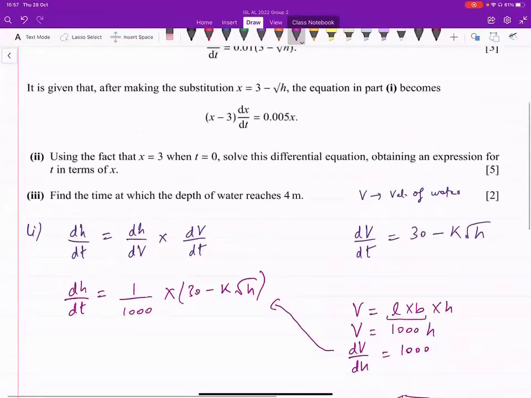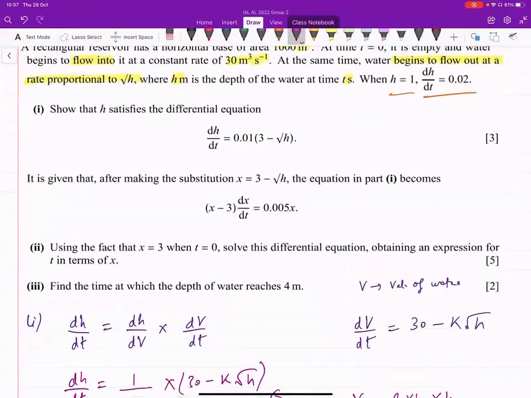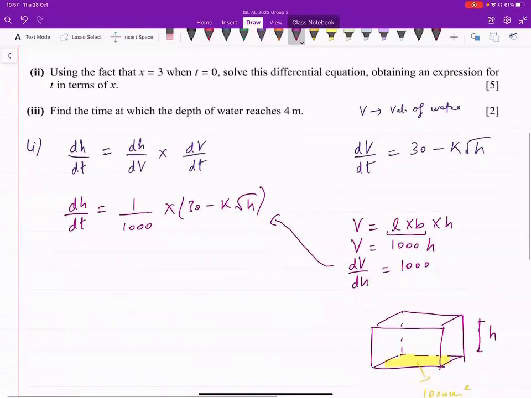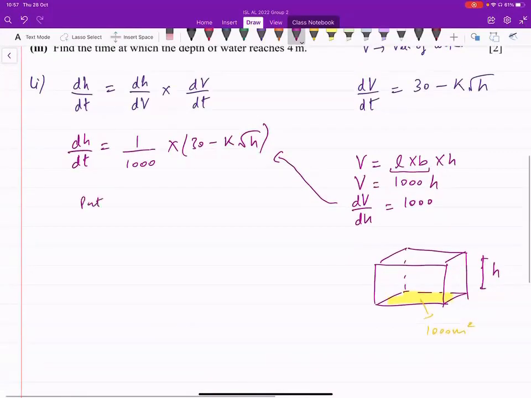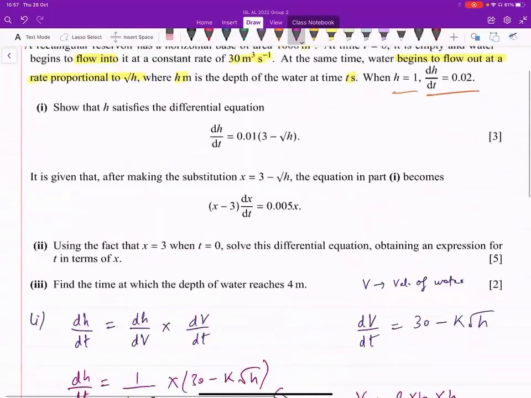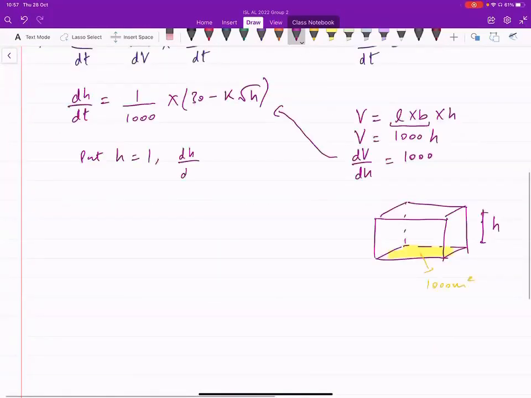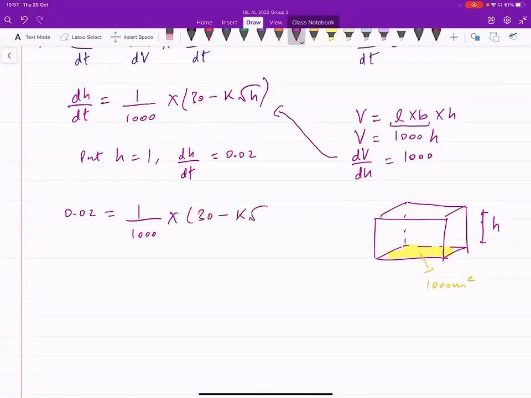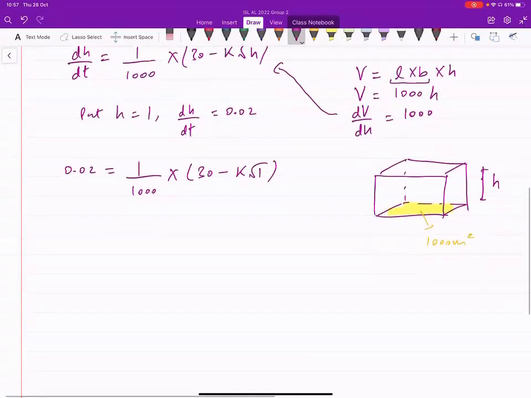Now we have to find the value of k. उसके लिए उसने point दिया हुआ when h is 1, dH over dt is 0.02. We just input that here. Let's input h equals 1 and dH over dt 0.02. इसके अंदर input कर दें 0.02 equals 1 over 1000 multiplied by 30 minus k into 1. 1000 into 0.02, 20 equals 30 minus k, so k equals 10. k की वैल्यू 10 आ गई, बजा के इनपुट कर दें वहां पे.